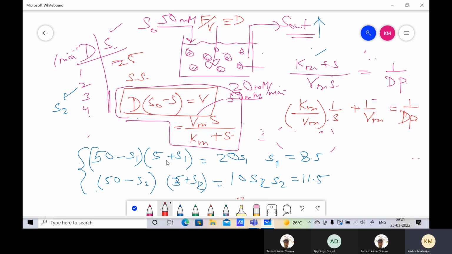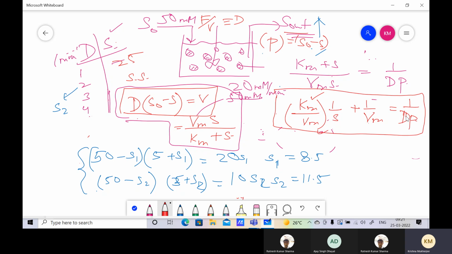Now when you know S out, you also know P, because P is nothing but S naught minus S. And you know your dilution rates. So you know S, you know S out. Can you now use this graph to plot something that will allow you, in a least square sense, to find out Km, Vm and Vmax?